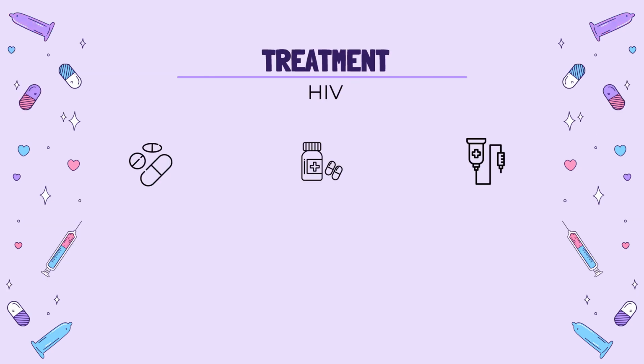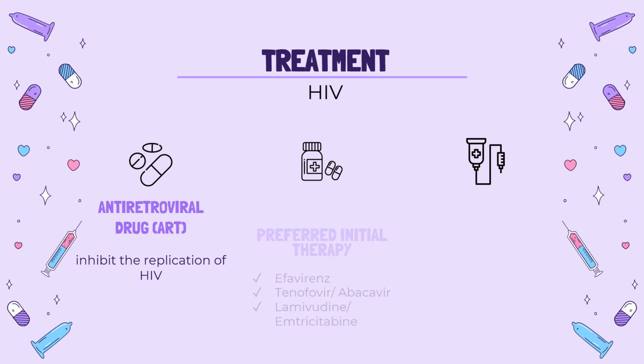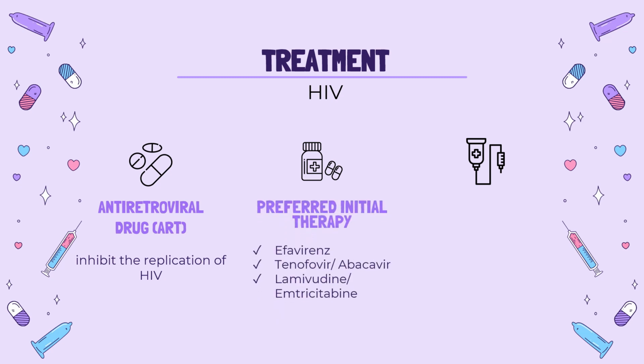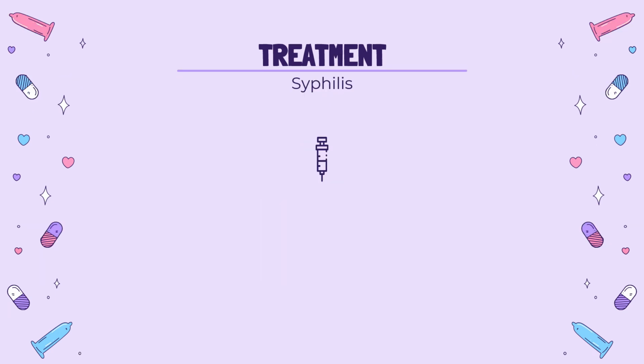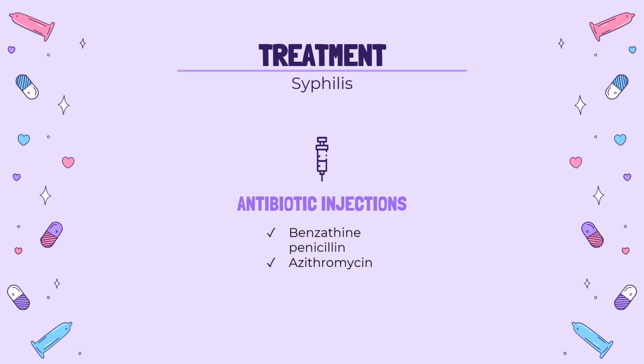The treatments of HIV are antiretroviral drugs, ART, as the preferred initial therapy, and also chemoprophylaxis. The treatment of syphilis is by giving antibiotic injections such as benzathine penicillin and also azithromycin.